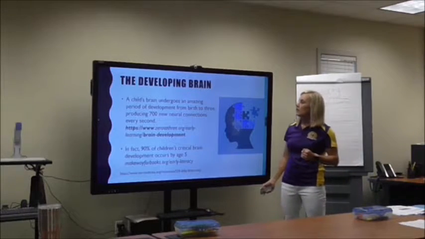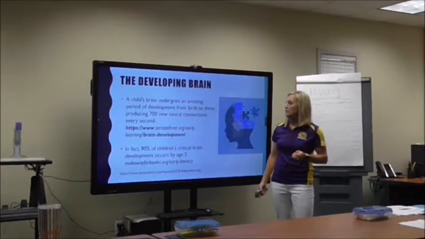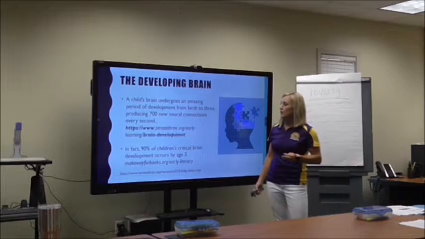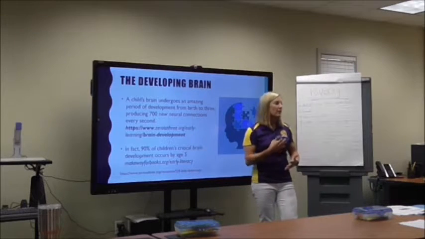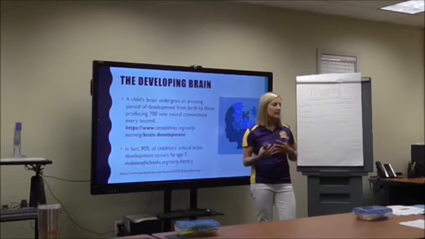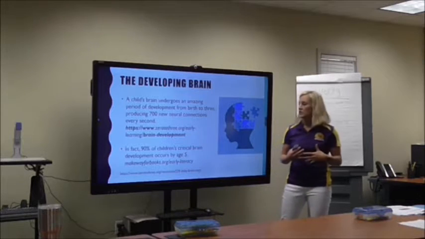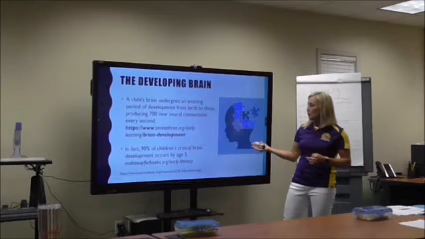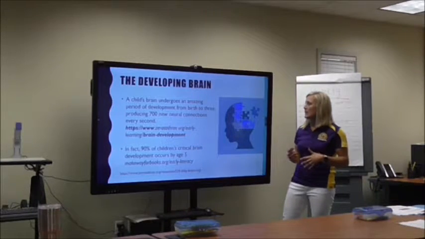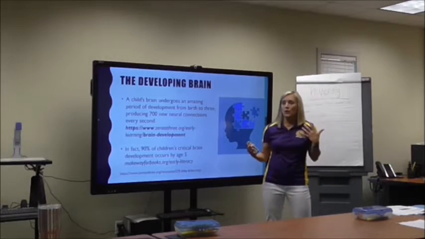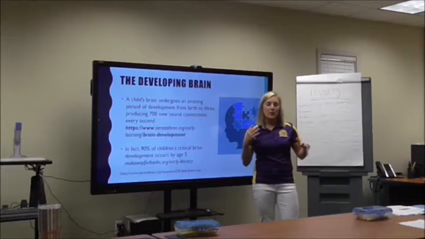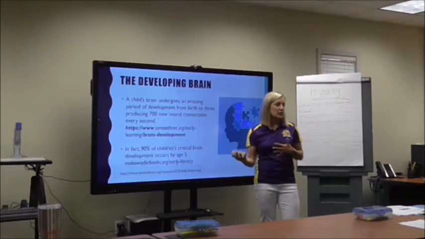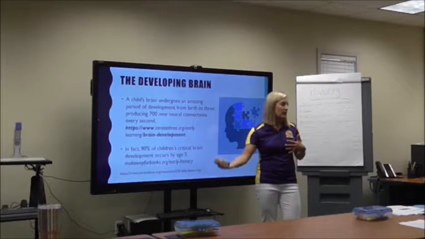Okay, so a child's brain undergoes an amazing period of development from birth to 3, producing 700 new neural connections every second. So that's why, sing to your baby, read to your baby, even though they can't talk, the reading and things like that is so big, to get them exposed to that language. In fact, 90% of children's critical brain development occurs by age 5. So that's just some basic facts that I didn't know. I know that when I was pregnant, people were telling me, you need to read to her all the time. And now looking at that, just what they're exposed to is going to help them later on in life.